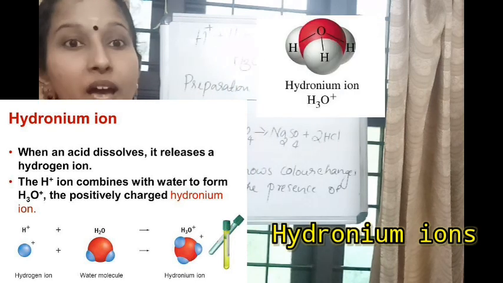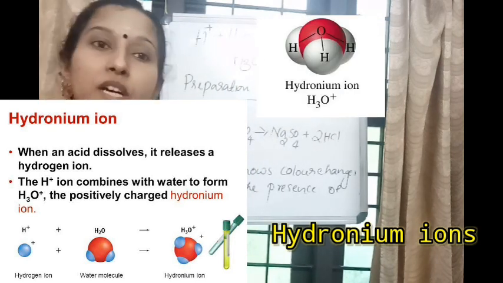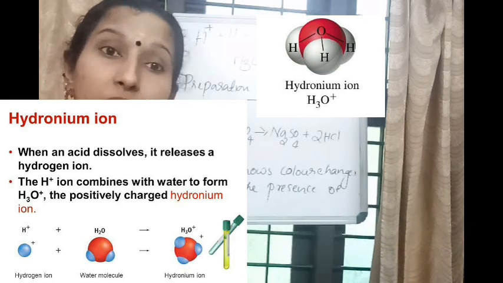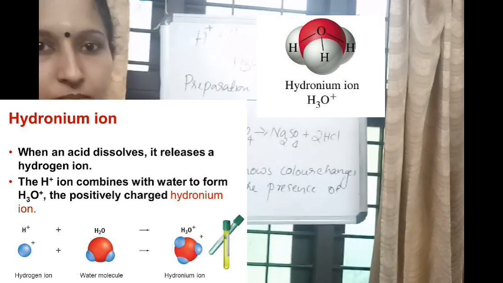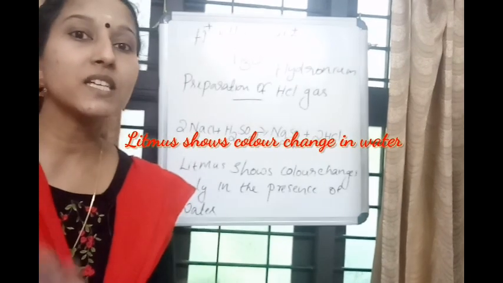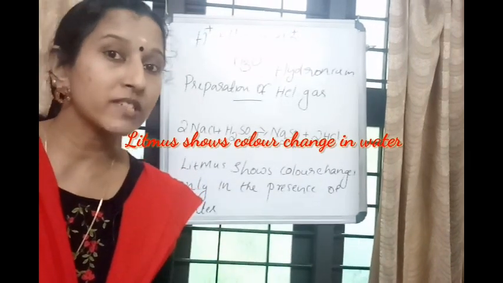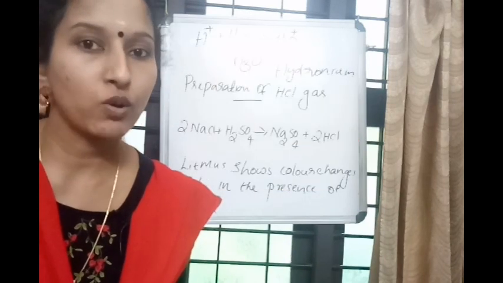Why do H plus ions not exist alone? Because they don't have stability. They attain stability when they mix with water to form hydronium ions. Okay. So litmus shows color changes only in the presence of water, and H plus ions have stability when they exist in the form of hydronium ions.